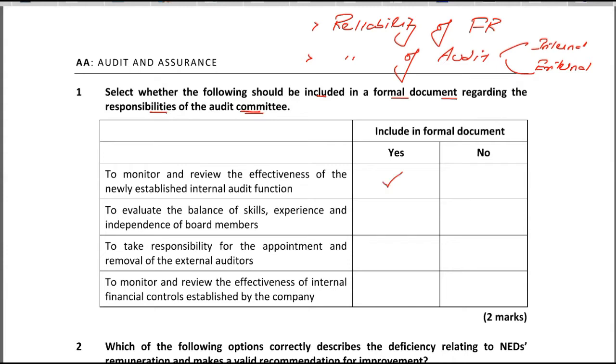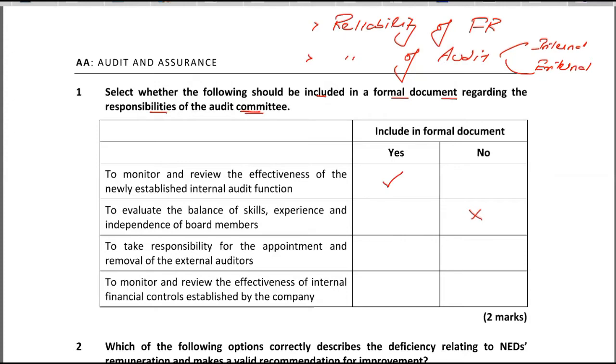To evaluate the balance of skills, experience, and independence of the board members. No, this is the responsibility of the nomination committee, not the audit committee.